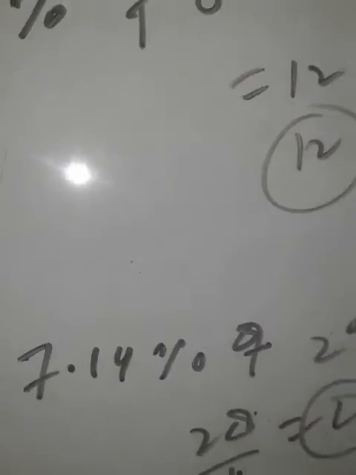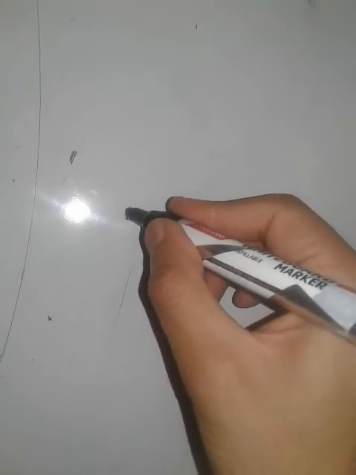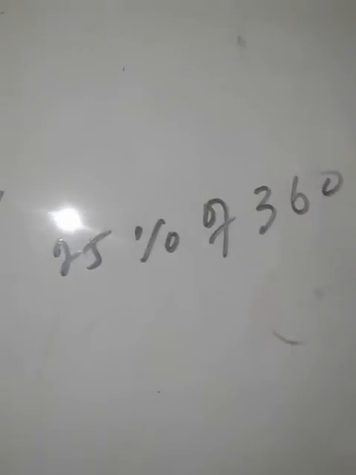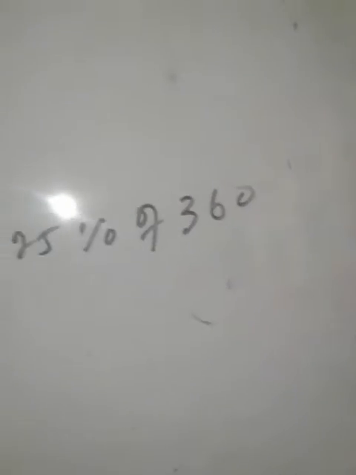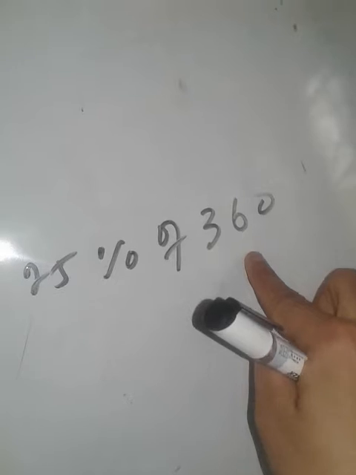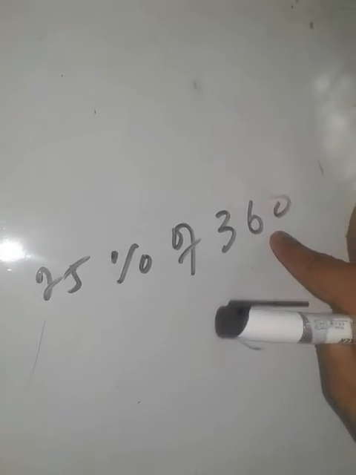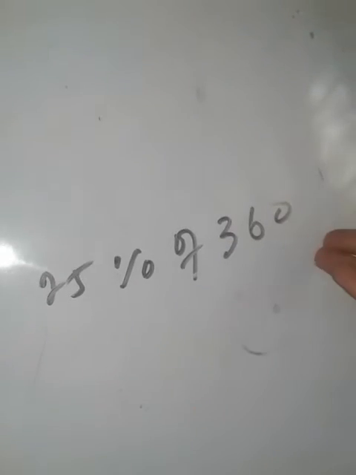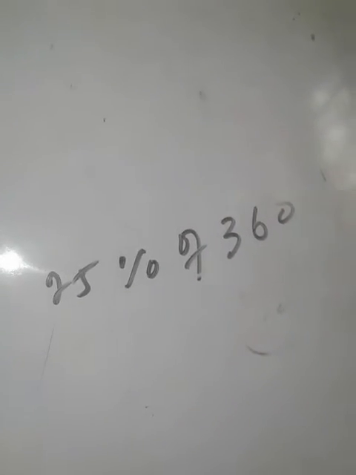Again, we will do some more questions. For example, find 25% of 360. Here you can do it two ways. For example, what is 10%? 36. So 20% is 72. What is 5%? 18. So this is 90. Manually, we don't use any pen and paper.